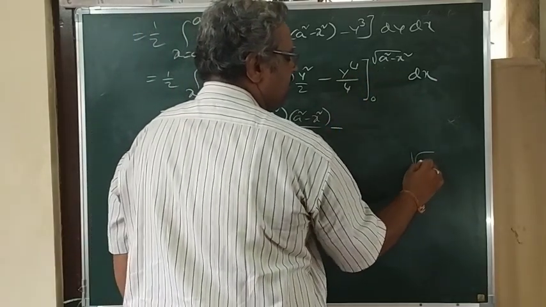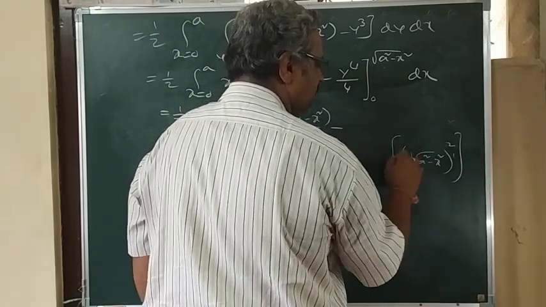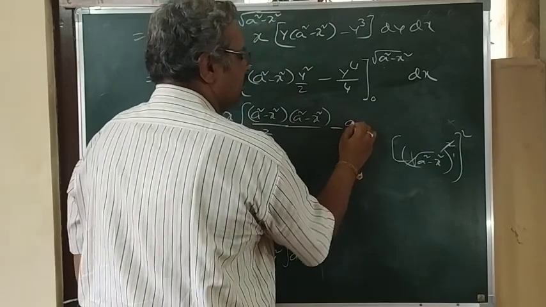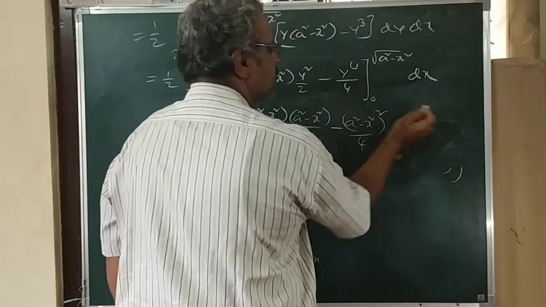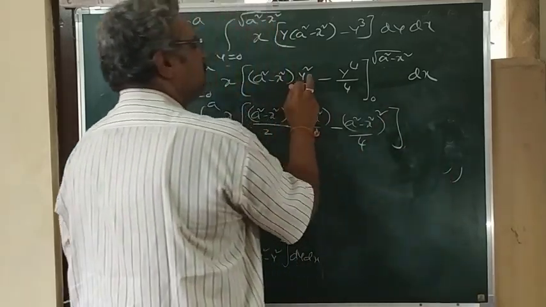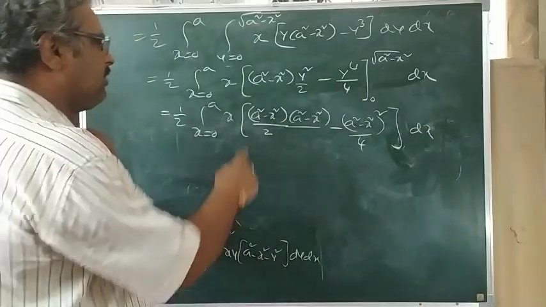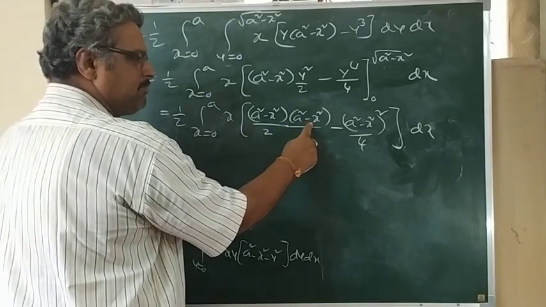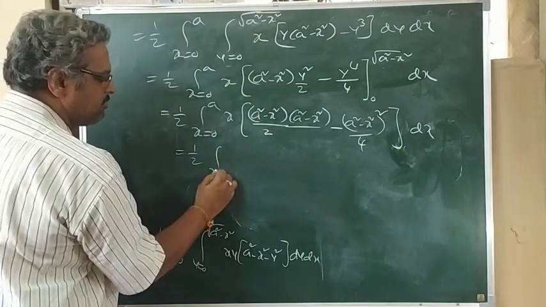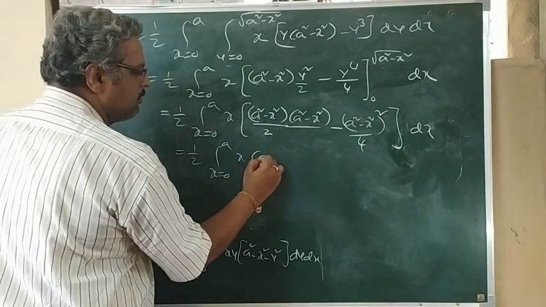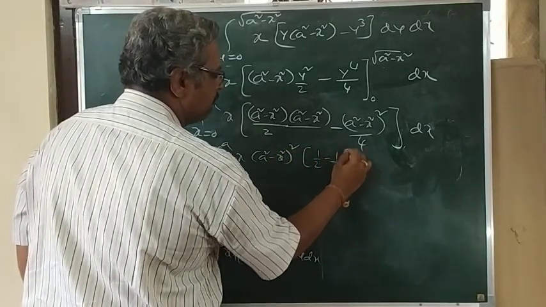Root over a square minus x square whole power 4 is nothing but the whole square, so the root cancels: (a square minus x square) whole square by 4. If you put y equals 0, this is 0, dx. Now if you observe, a square minus x square appears in both terms, so taking the common term, 1 by 2, x from 0 to a, x into (a square minus x square) whole square, times (1 by 2 minus 1 by 4), dx.